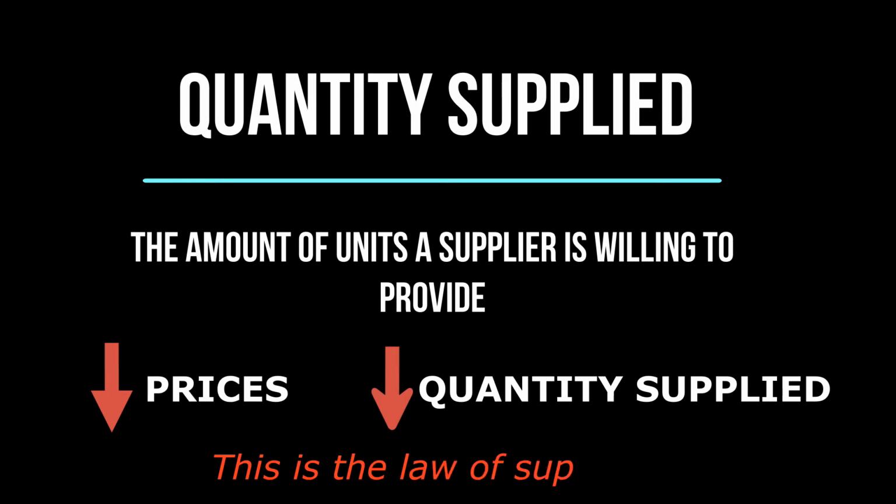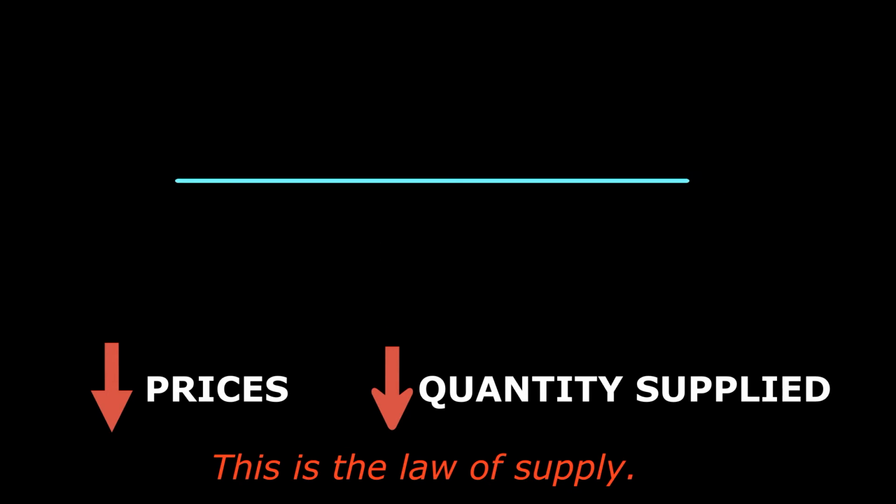The law of supply means the relationship between price and quantity supplied is positive. When prices go up, the quantity supplied by suppliers goes up. When prices go down, the quantity supplied goes down. All other variables would remain constant as well.